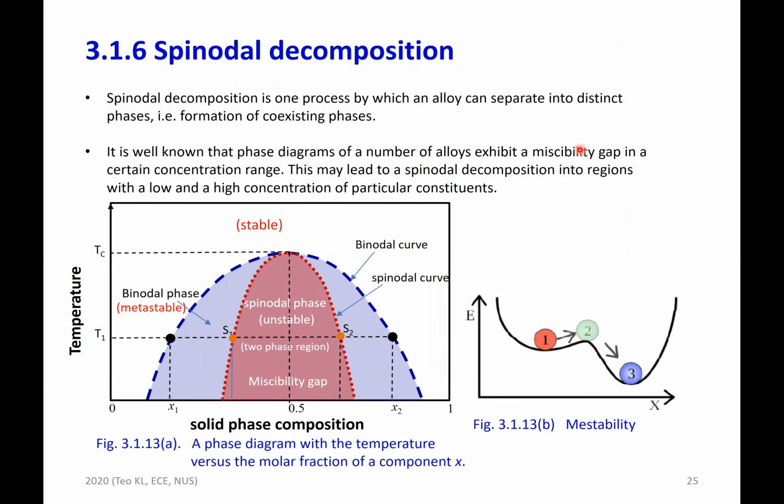Measured with respect to the top of the valence band. We shall stop here, and in our next lesson we will discuss spinodal decomposition, in which the alloy can separate into distinct phases, or the formation of coexisting phases.